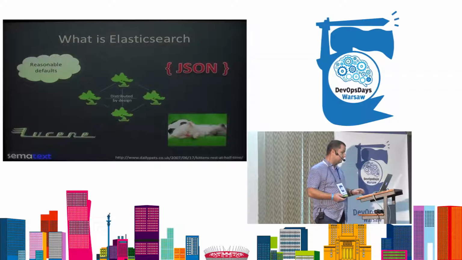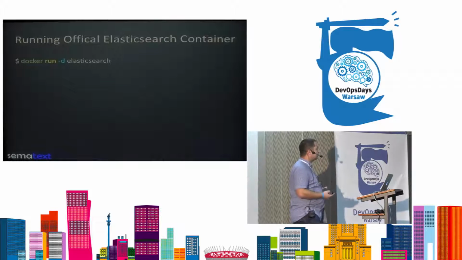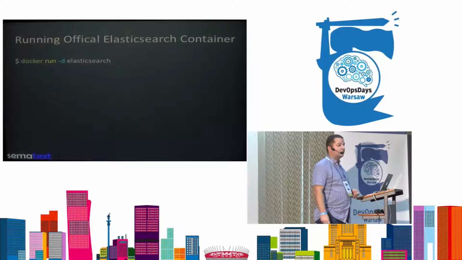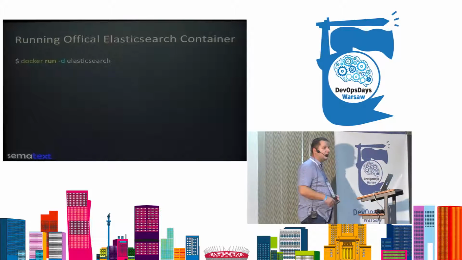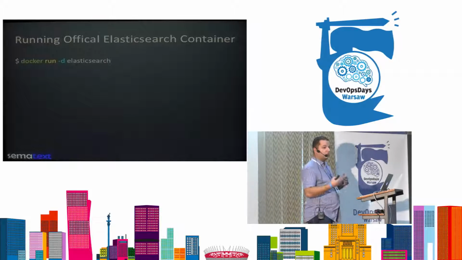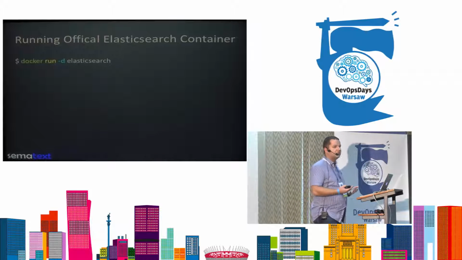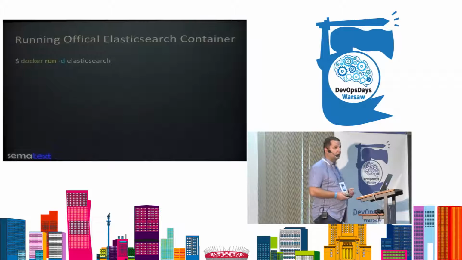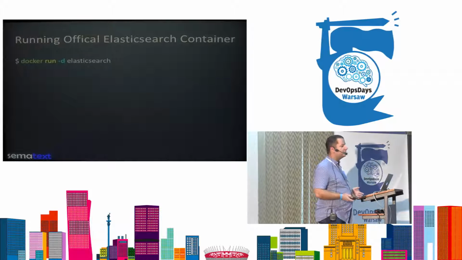So how to run the official Elasticsearch image on Docker? It's very simple. After you install Docker, you just need to type docker run -d, which means detach, Elasticsearch, and it just runs. If you don't have the image and the container in your environment or your production environment or anywhere else, it will just download the image and start Elasticsearch, and that's all. Everything is running. You don't need to care about anything else.